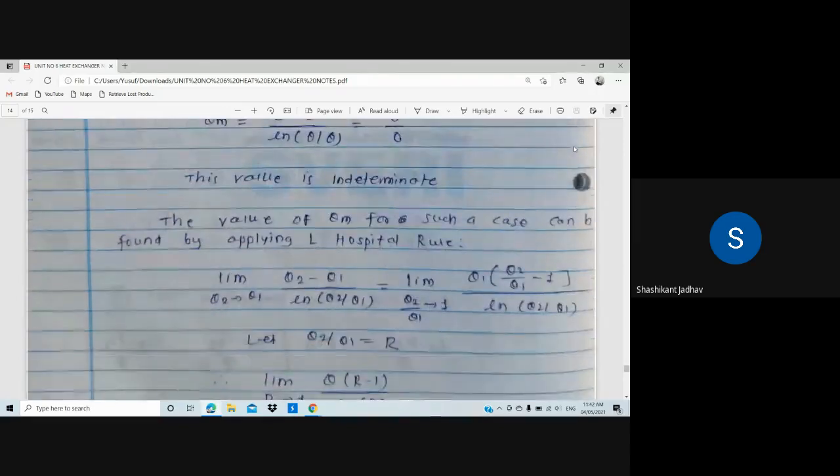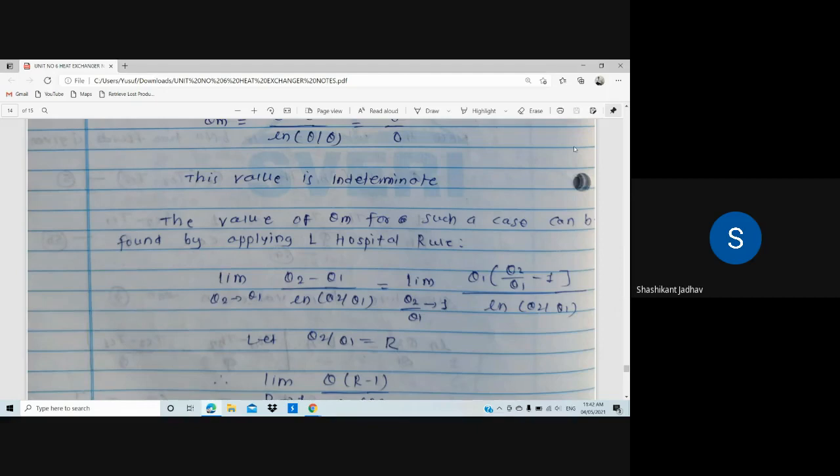तर 12वीला तुम्ही शिकला असेल L hospital rule. ज्यावेळेला 0/0 फॉर्म येत असतो त्यावेळेला आपण काय करतोय तर L hospital rule यूज करून त्याचं लिमिट फाइंड आउट करत असतो. ओके, सो by applying L hospital rule. So now we have to apply the L hospital rule. So write down the equation limit theta 2 tends to theta 1, theta 2 minus theta 1 divided by ln of theta 2 upon theta 1.